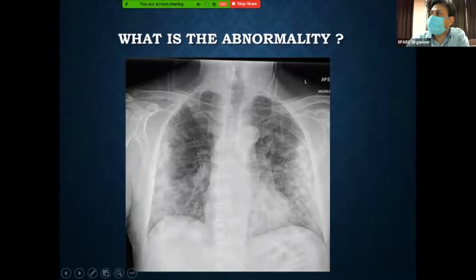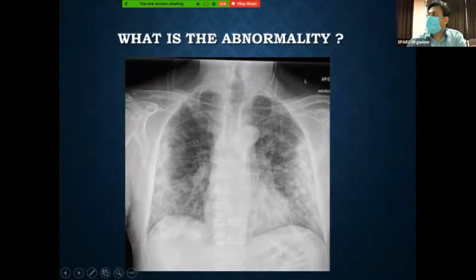What we are seeing is some haziness in the outer portion of the middle and lower zone bilaterally, and this kind of geographical increased opacity area on chest X-ray is called consolidation. Okay, let me start again.